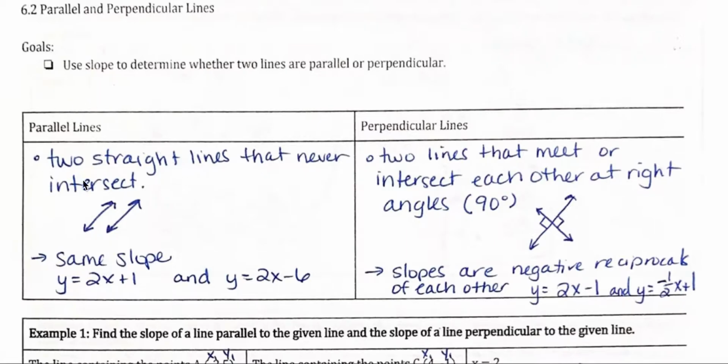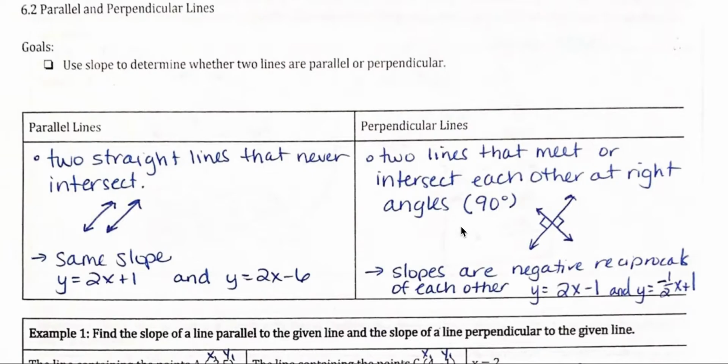So the first thing, parallel lines are two straight lines that will never intersect. Okay, and here's an example of what those would look like. They could be spaced out further than that. And in order for them to be parallel, they each must have the same slope. So you'll notice I have an example of y equals 2x plus 1. The slope is 2. The other line is y equals 2x minus 6. The slope is also 2. So this is how you can identify that these two lines are parallel. It does not matter what their y-intercepts are.